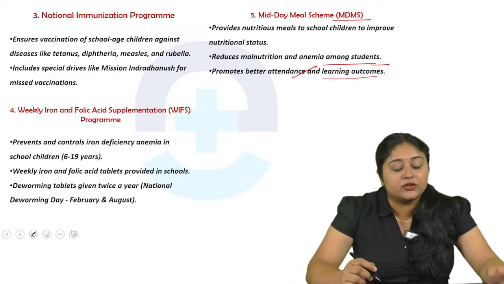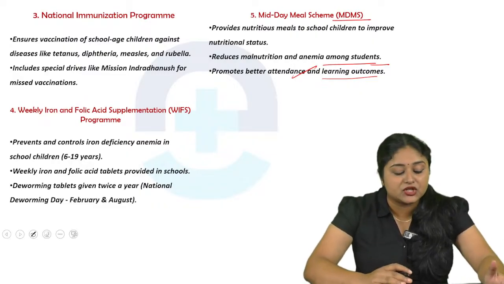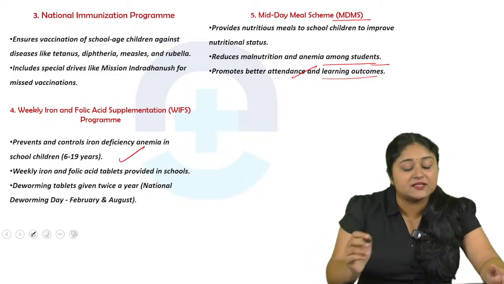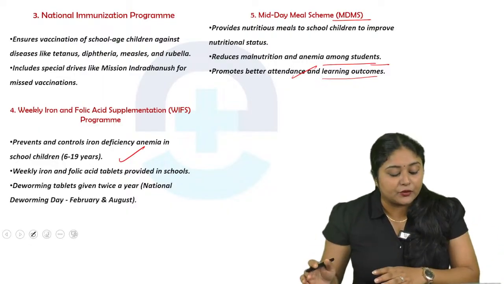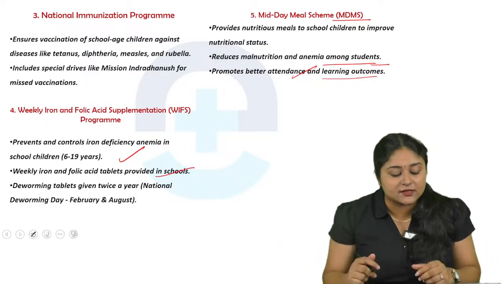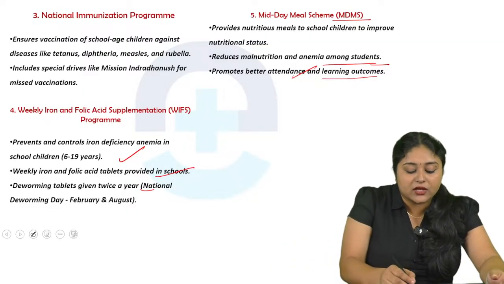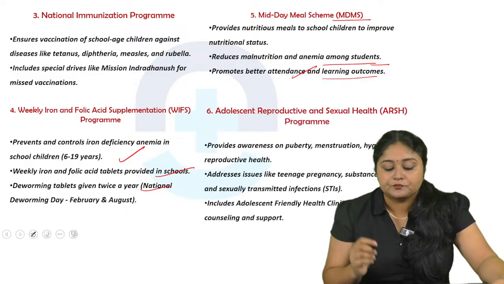Okay. Now come to the weekly iron and folic acid supplementation program. It is mainly for the prevention and control of iron deficiency anemia in school children, especially in the 6 to 19 years age group. Weekly iron and folic acid tablets are provided in the school, and deworming tablets are also given twice a year, on National Deworming Day, in February and August.